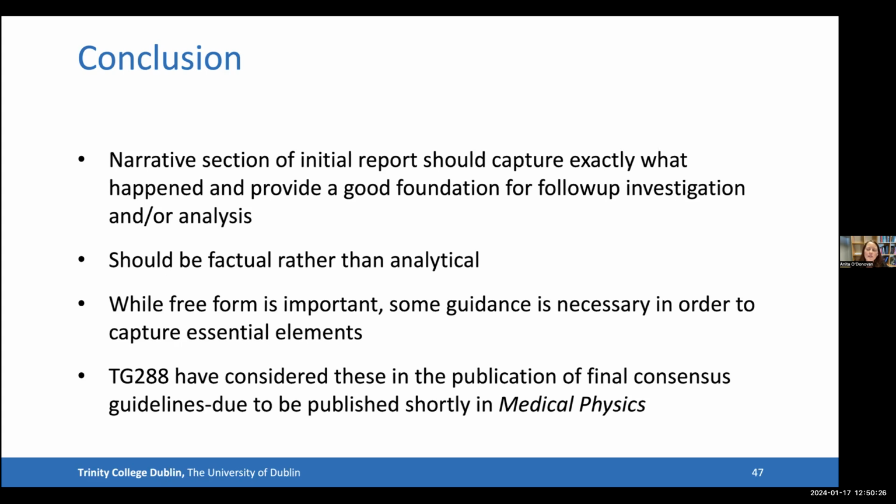Before we take questions and answers, again, why a narrative section is important. The first step in a reporting and learning system should capture exactly what happened and provide a good foundation for follow-up investigation and analysis. It should be factual rather than analytical, and there are important components that we felt should be included. Hopefully, if highlighted, guidance is lacking, because while we have certain pockets of guidance from different organizations, we don't have a complete picture of what should be included. That's why we felt the guidelines were important to develop, and these are due to be published shortly.